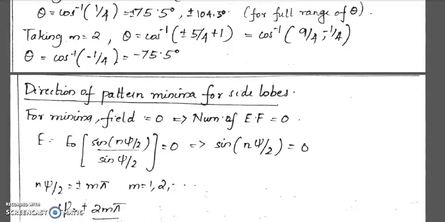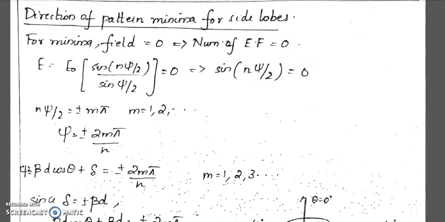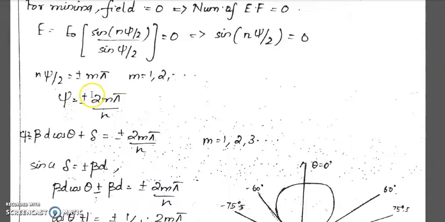You can next find the minima. For the minima, the electric field intensity will be 0, so E is equal to 0. Then you can equate the numerator to 0: sin(n psi by 2) equal to 0. And the sine value is 0 at integer multiples of pi. From that you will get psi is equal to plus or minus 2m pi by n.